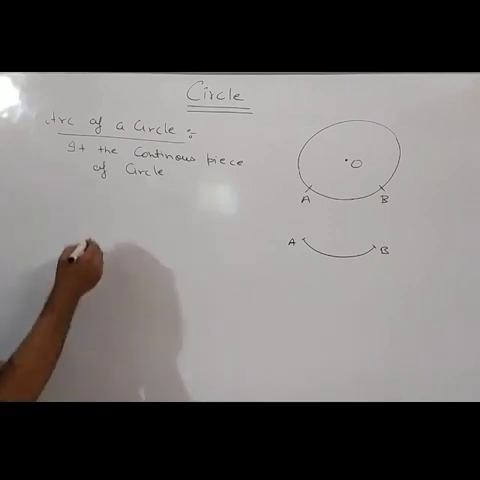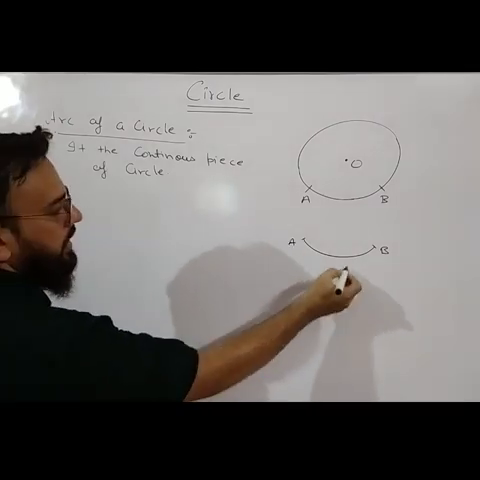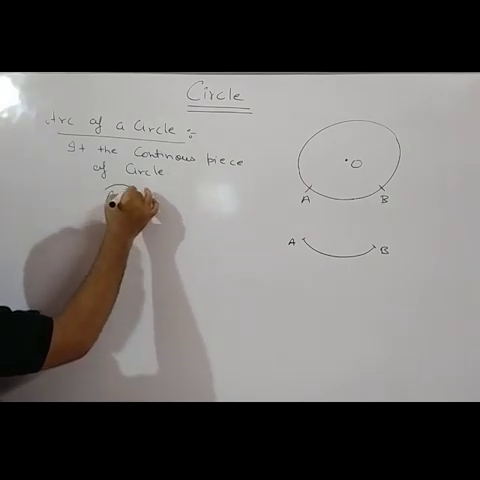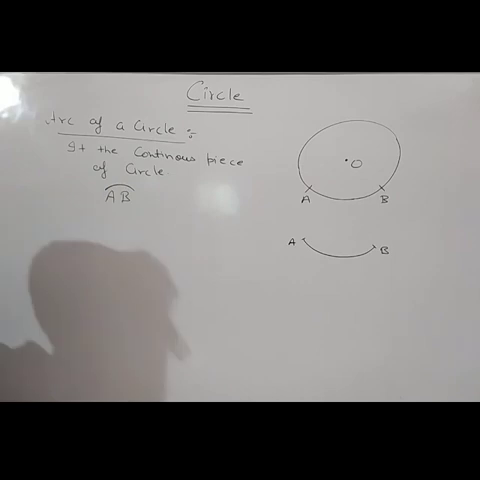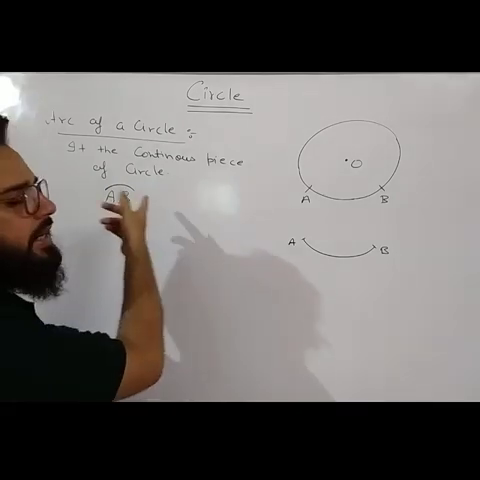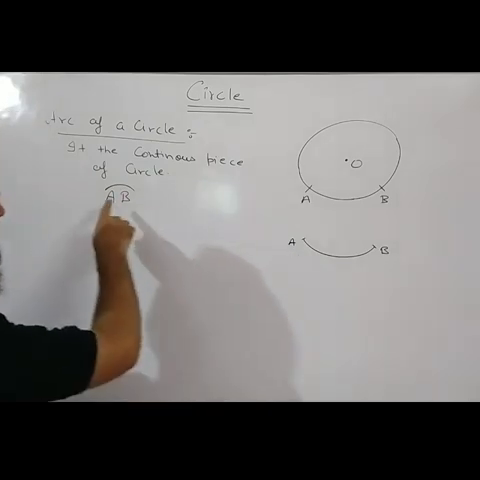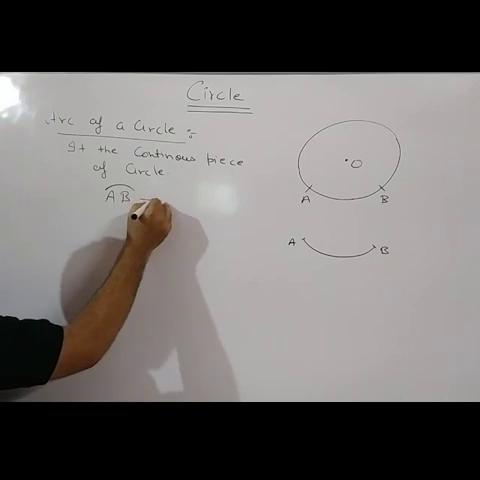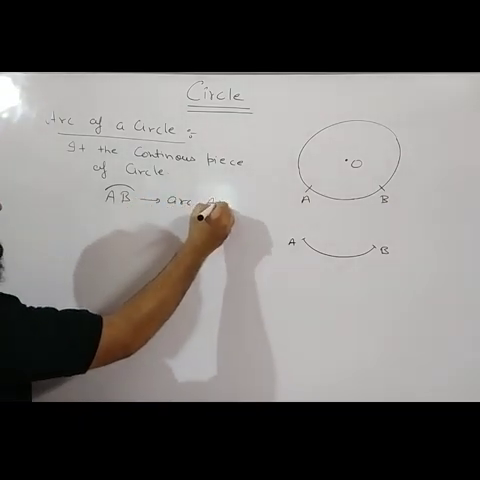And it is denoted by a symbol. Suppose we are taking the arc AB, then it is written as AB with this symbol on top. This is called arc AB. If it is a straight line, then we simply write AB, but if it is an arc, we will denote it by a symbol like this, AB arc. The meaning of this symbol is arc AB.